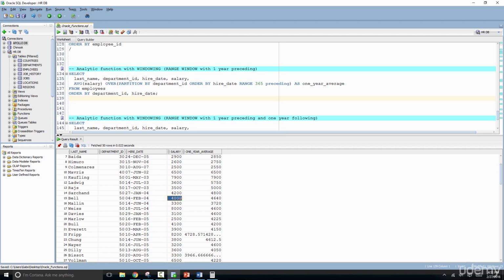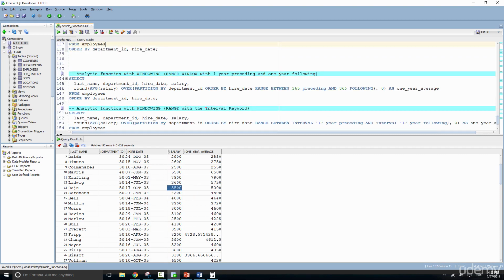It's because the average is calculated based on Bell's salary as well as all salaries of employees who were hired within 1 year window before Bell was hired. So anybody whose hire date falls within 04 February 2004 and 04 February 2003 would be included in the calculation of Bell's average. And that would include everybody within this range, right down to Bell's average, which would give us the average of 6,440. If there was anyone who was not hired within this period, their salary would not be included in the calculation of this average.